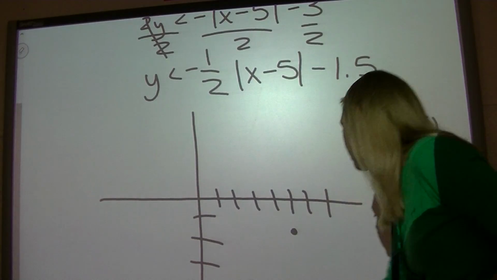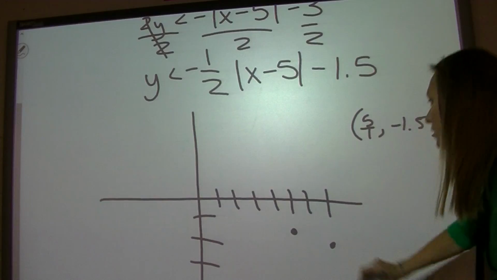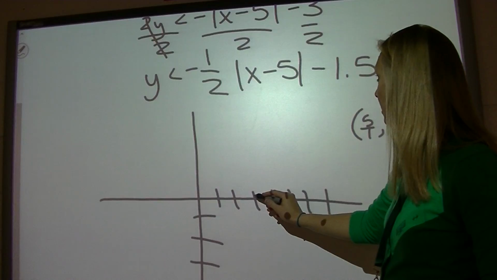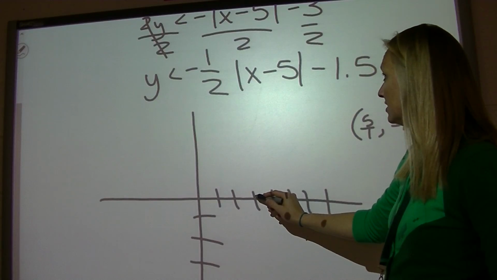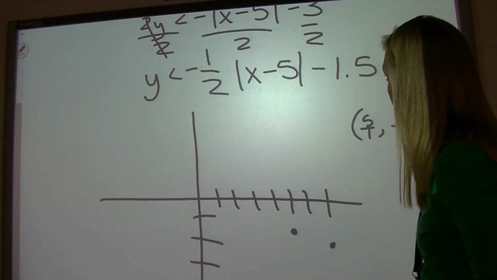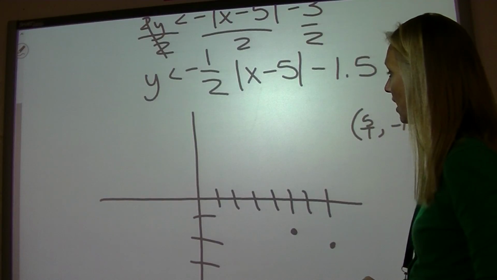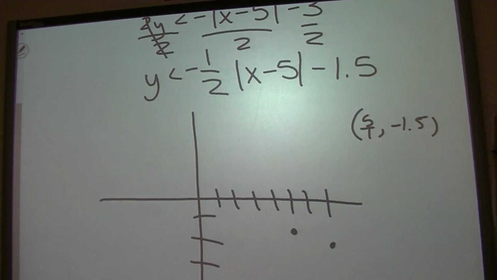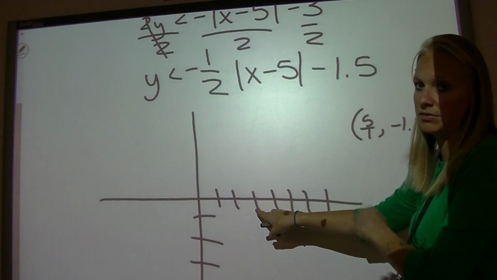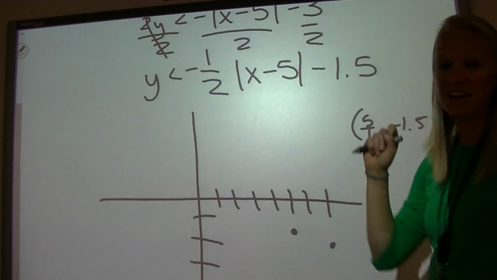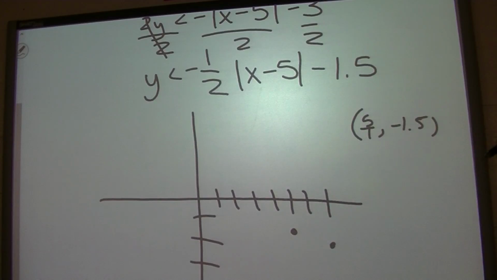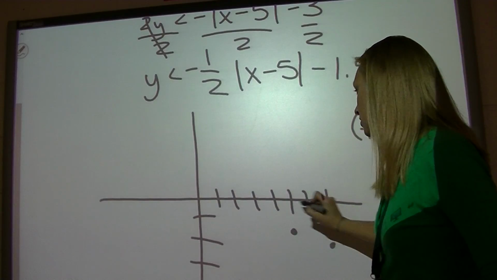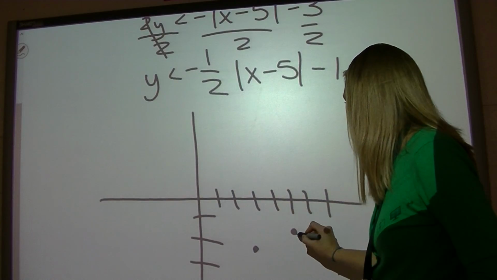Nope, I graphed way too low. Okay, right there. And then same thing here, I'm going to pick negative 3. Negative 3 minus 5 is negative 8. The absolute value of negative 8 is 8. 8 times negative 1/2 is negative 4. Negative 4 minus 1.5, well that doesn't work out, hold on. Oh, because this is positive 3, not negative 3, goodness. 3 minus 5 is negative 2, absolute value of negative 2 is 2. 2 times negative 1/2 is negative 1. Negative 1 minus 1.5 is negative 2.5. So we're at 3 and then negative 2.5 again.